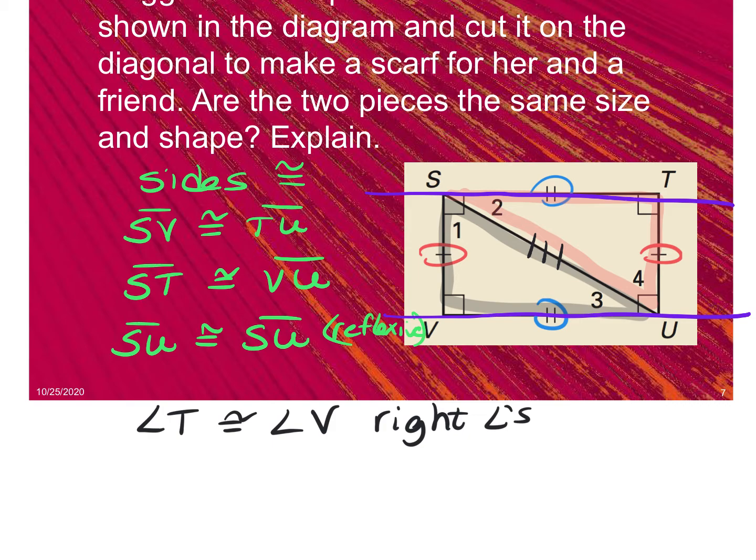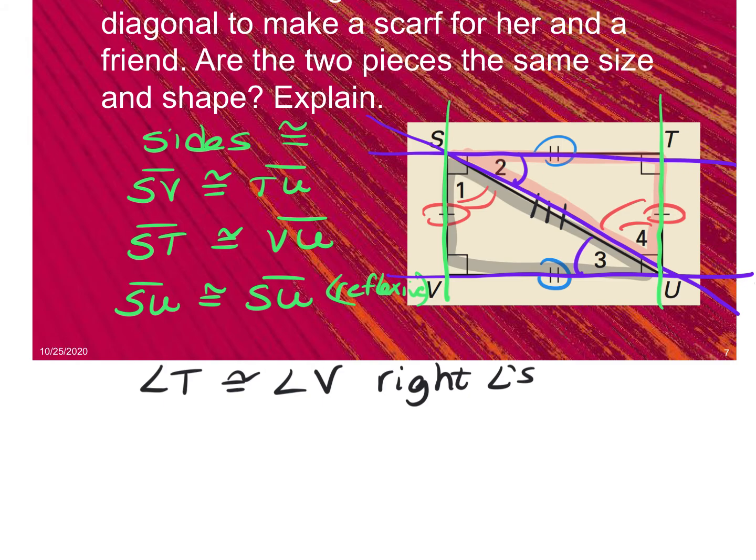So now what I can use is the diagonal as my transversal. So here is my transversal, making angle 2 congruent to angle 3 because they're alternate interior. And then the same thing if I make my parallel lines SV and TU. I have parallels this way using the transversal, then angle 1 is congruent to angle 4.